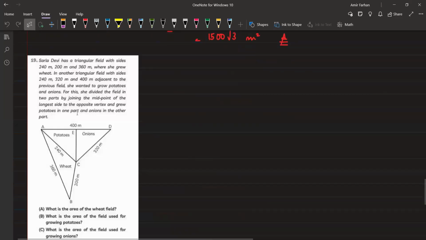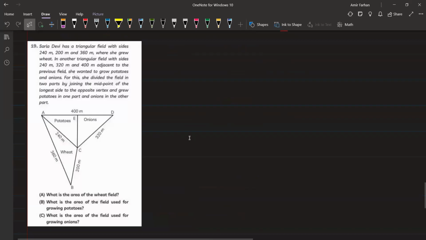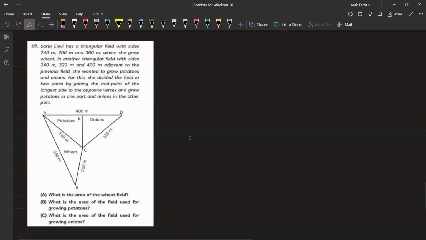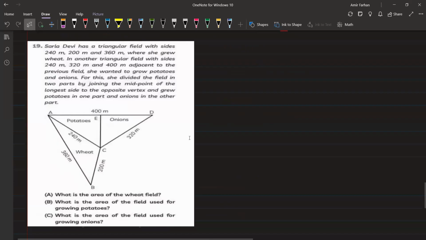Now do solve this question. Sarla Devi has a triangular park with the sides 240, 200, and 360.